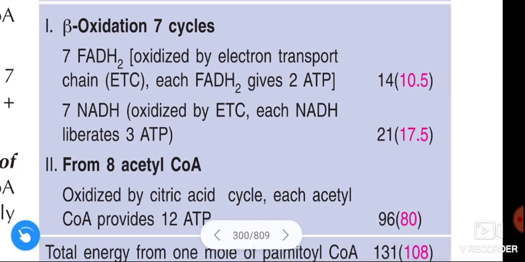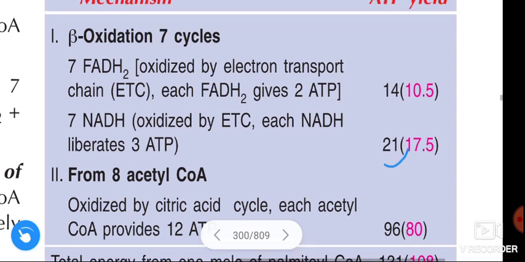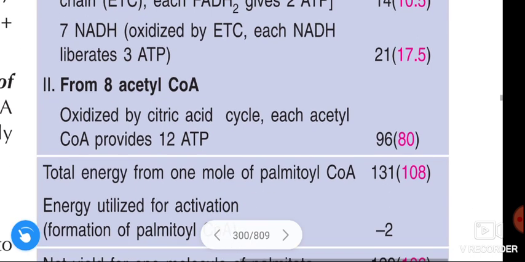Next, come to the 7 NADH. These 7 NADH are oxidized by the electron transport chain and give 17.5 ATP. When we consider this as 3 ATP, it gives 21, 7 into 3, 21. Next, from 8 acetyl-CoA oxidized by the citric acid cycle, each acetyl-CoA provides only 10 ATP, not 12, guys, 10. As per the new curriculum, 8 into 10, 80.